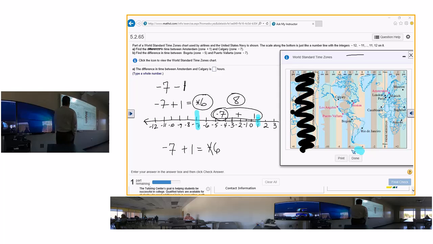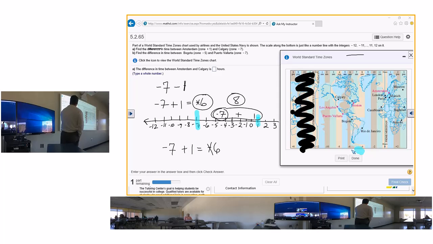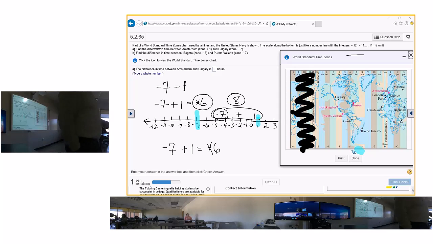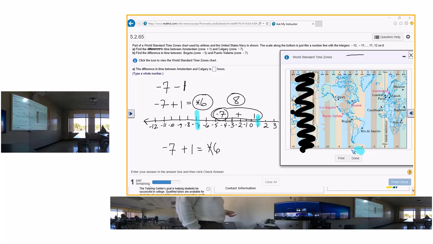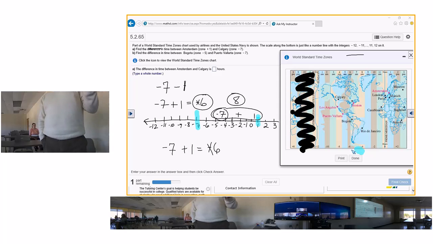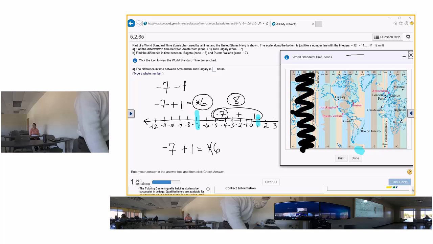Another way you could do it would be 1 minus 7, because of the positive 1, but you still get -6. But -6 cannot be negative. Time cannot be negative. So I would say 6. But you gotta remember, there's difference and there's distance. And in some cases, distance would be 8. There's 8 spots between -7 and +1. Remember that, because sometimes you'll be asked for the distance.